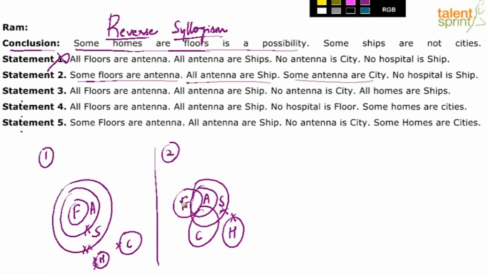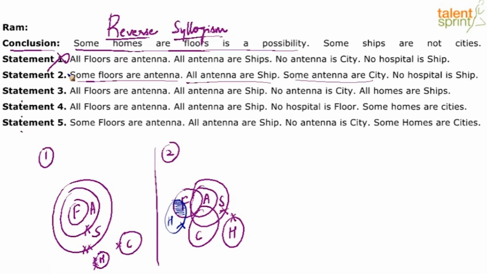One possible way of drawing homes in this diagram is this one, because the statement said that no hospital is a ship. Even in this case, no hospital is a ship. We have not violated any of the conditions. Hospitals and ships are not touching each other. However, some homes become floor. So some homes being floors is possible when you look at statement 2.